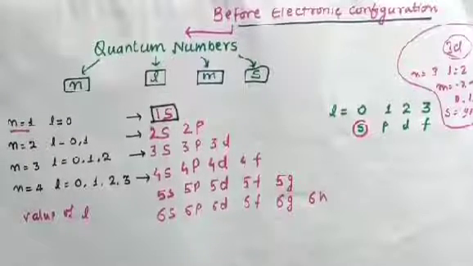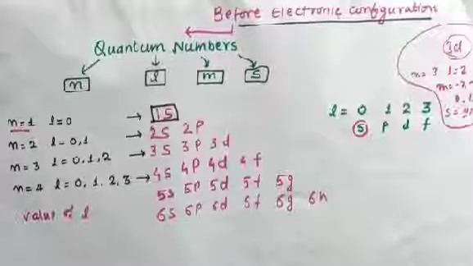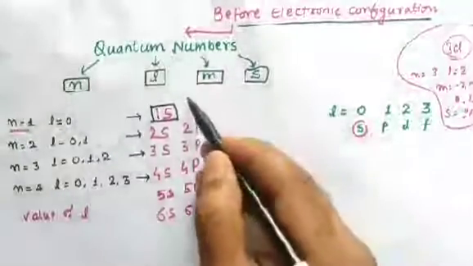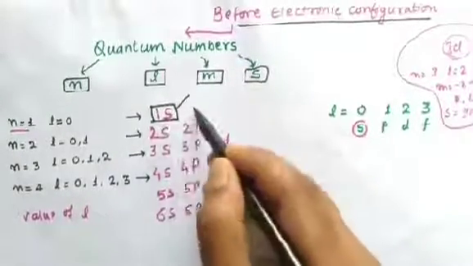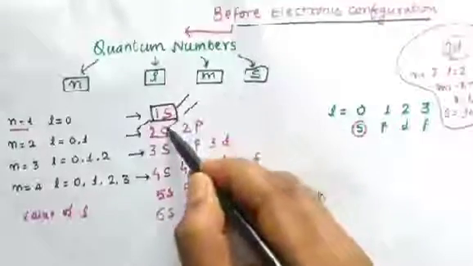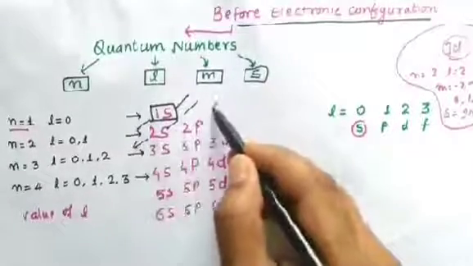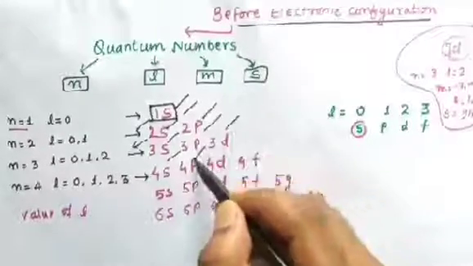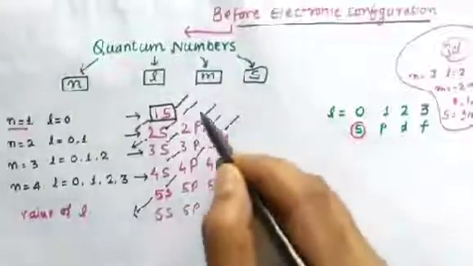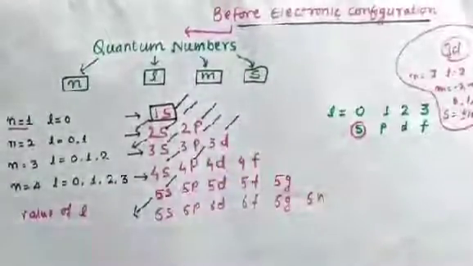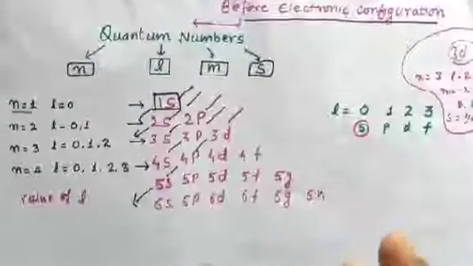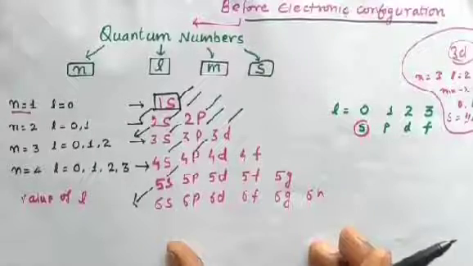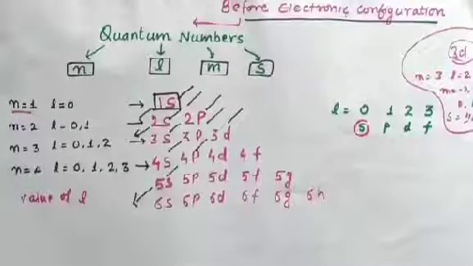Now the electrons will fill in the increasing order of energy. First the electron will enter 1s, after that it will come in 2s, then 2p, 3s, 3p, 4s, 3d, 4p, 5s, like this. The electrons will enter like this. Later on we will discuss, with the help of the Aufbau principle, Pauli's exclusion principle and Hund's rule, how to write electronic configuration.